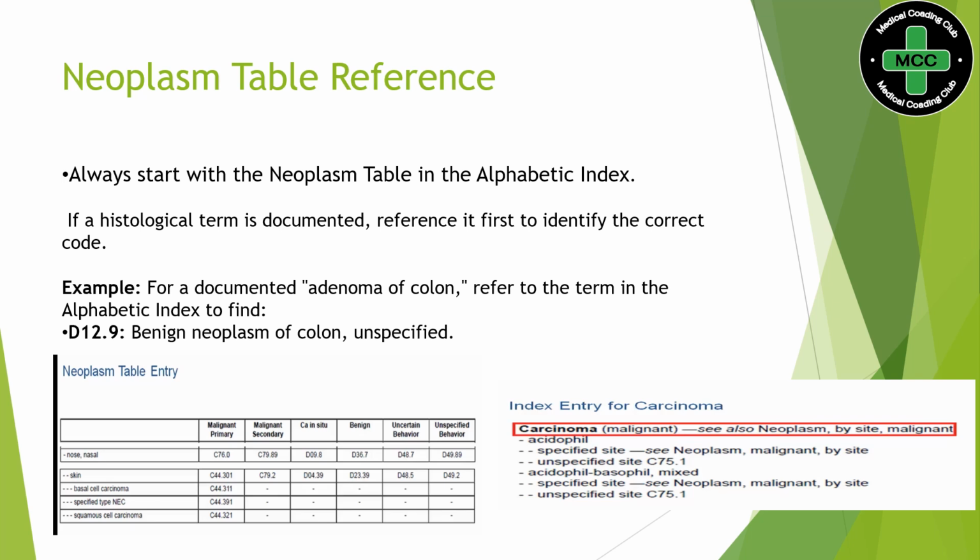Next, neoplasm table reference. Whenever we are coding a neoplasm, always start with the neoplasm table in the alphabetic index. We have a separate table in the book to find neoplasm codes, but the best practice is to first refer to the main term in the alphabetic index. If you search for carcinoma, it will instruct see also neoplasm by site, malignant, and if you search for adenoma, it will instruct see benign. Then you can come back to the table and take the codes accordingly. So for documentation of adenoma of colon, adenoma leads to a benign condition, so we code benign neoplasm of colon.